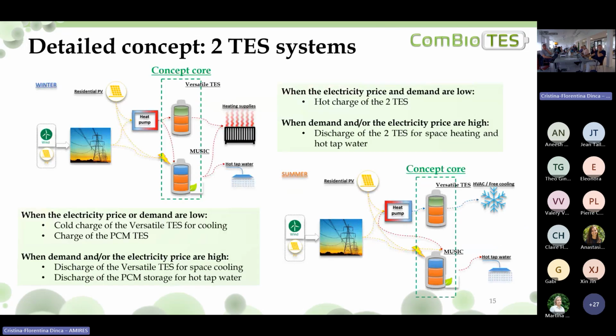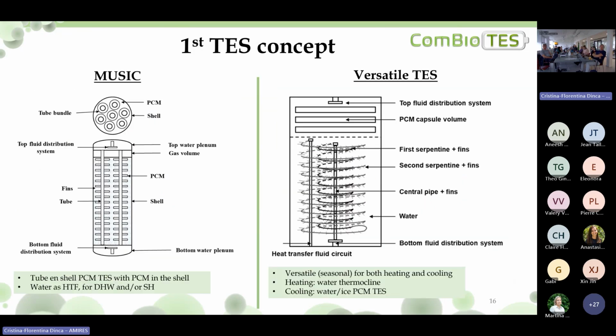So basically, I just give a few words about it. It was the very first concept that we developed for both storages. So basically, for the music prototype, we choose to consider tube and shell configuration with water flowing in the tube and PCM inside the shell. We choose to use thin tubes, vertical configuration, and we choose to address domestic hot water and space heating.